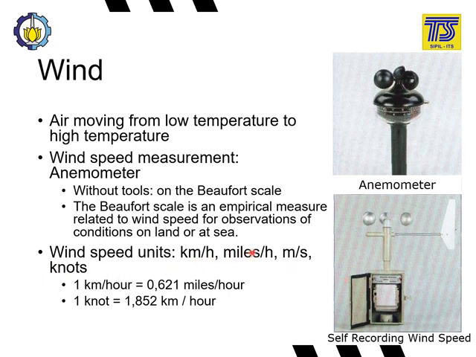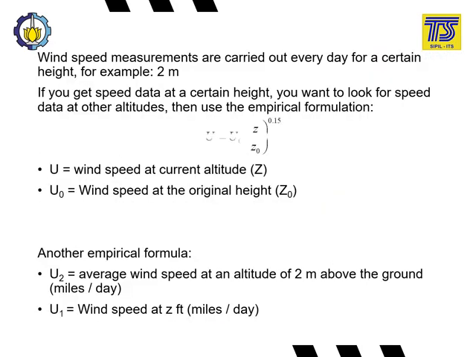And wind speed unit is usually kilometer per hour, miles per hour, meter per second, or knots. And here we can change the units between kilometer per hour to miles per hour, or knots to kilometer per hour. So wind speed measurements are carried out every day for a certain height. For example, here we have wind speed measurement for the height of 2 meters.